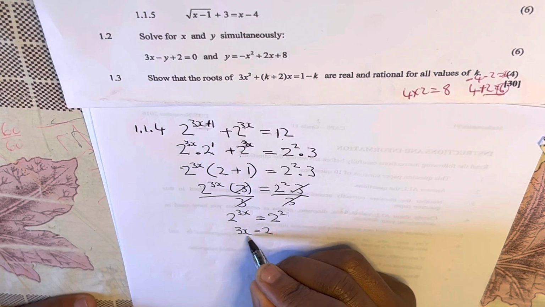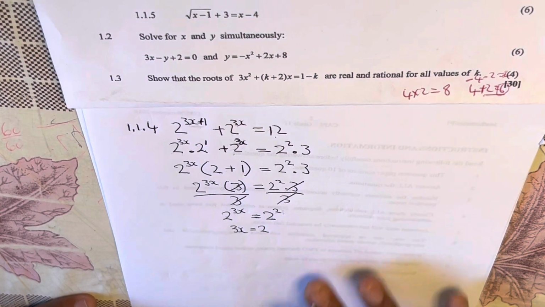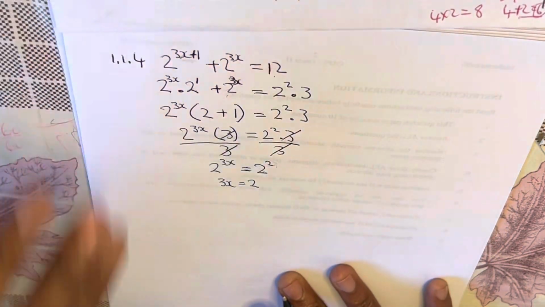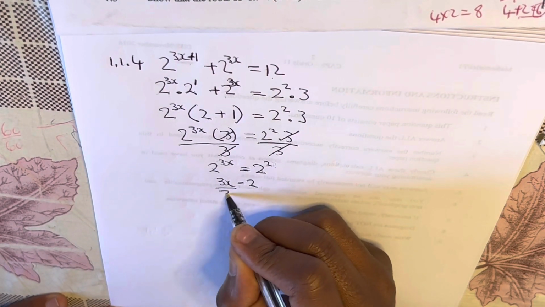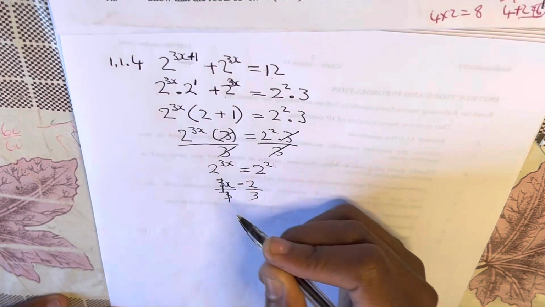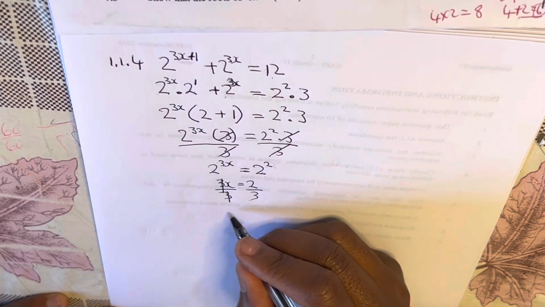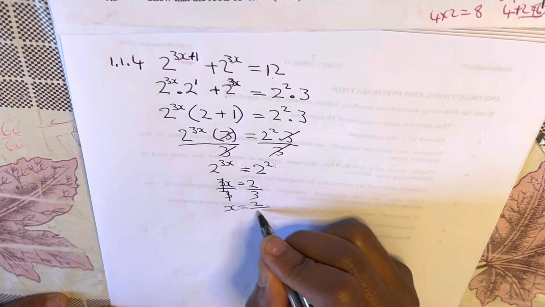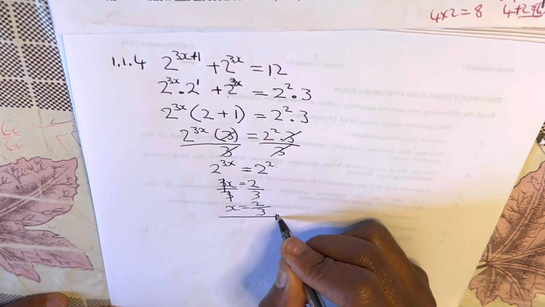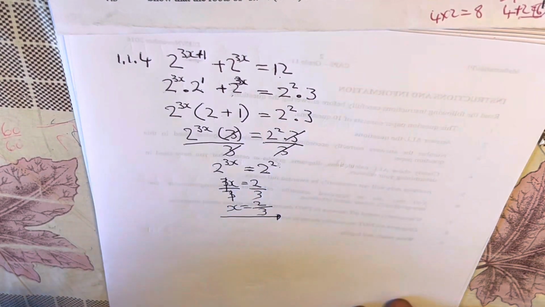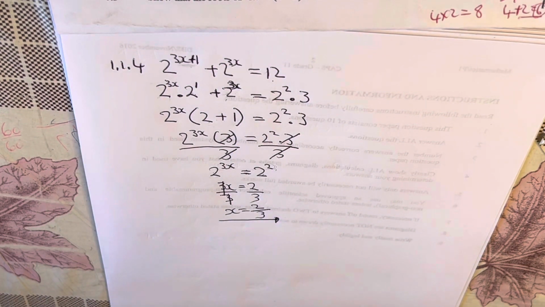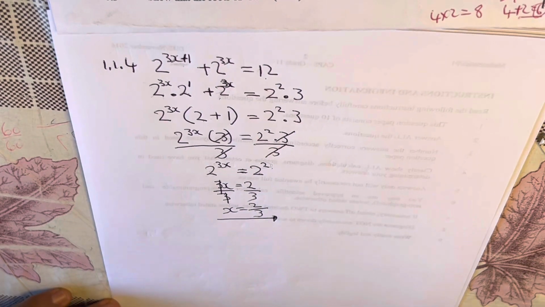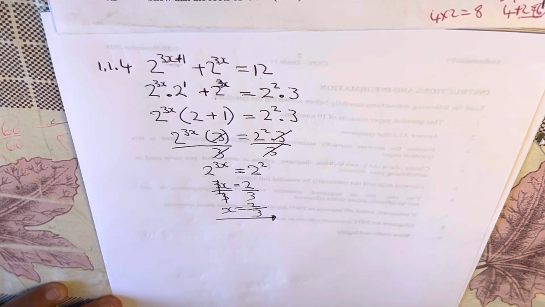And then we are looking for x, so we must divide both sides by 3. 3 divided by 3, this cancels that, and then our x is 2 over 3, just like that. Let us continue.